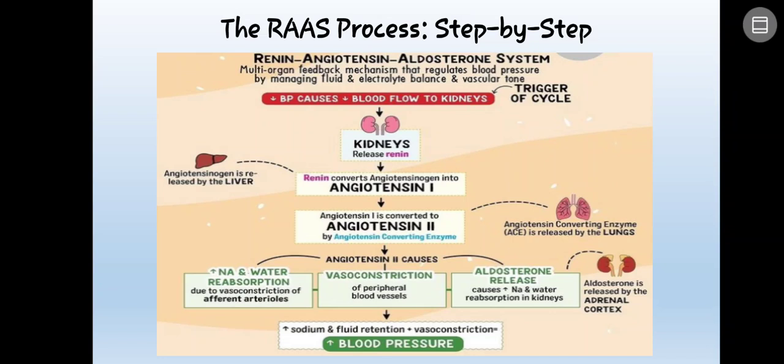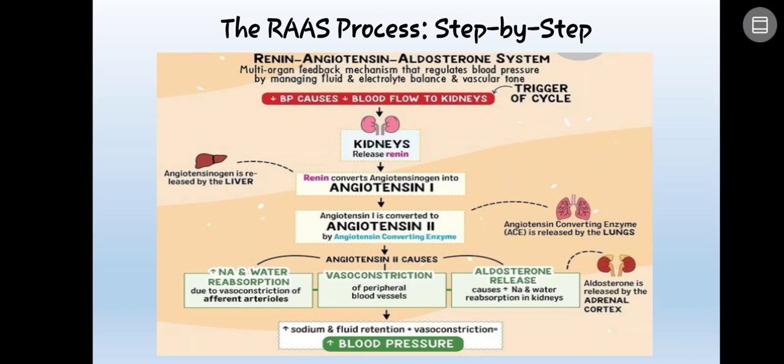The first mechanism the kidney will use is baroreceptors in the afferent arterioles. The afferent arterioles are the small arteries that supply blood to the glomerulus in the kidney. Within these arterioles, we have baroreceptors, and these baroreceptors are sensitive to changes in your blood pressure.